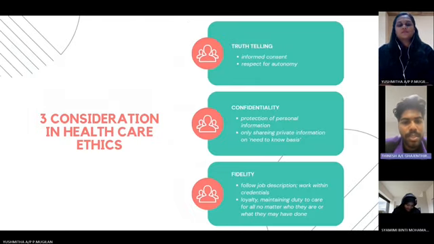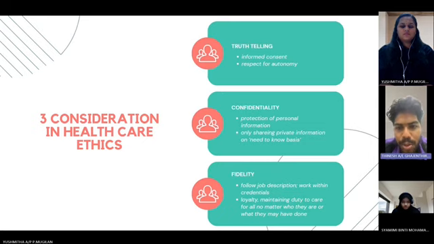So, the three considerations in healthcare ethics. First, truth telling, informed consent, respect of autonomy. Confidentiality, protection of personal information, only sharing private information on a need-to-know basis. Fidelity, follow job description, work within your capability. Loyalty, maintaining duty of care of all, no matter who they are or what they may have done.